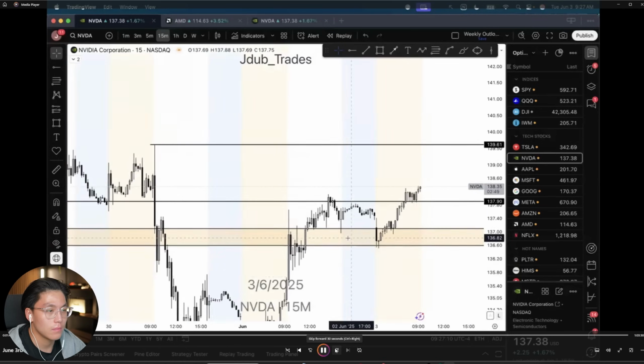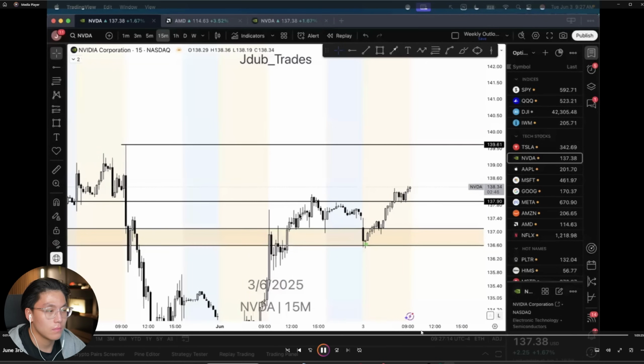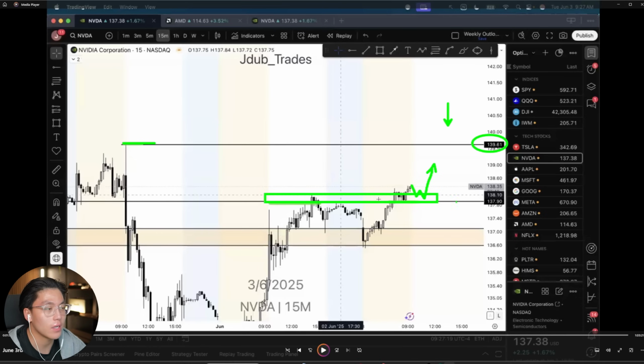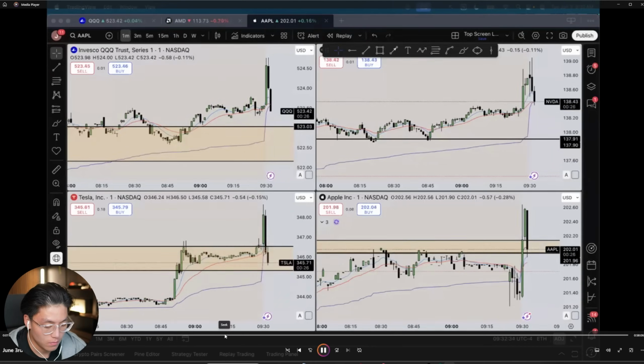As for a few other names that I do like, NVIDIA, this one reclaimed above our 137. Now what I like to see is the hold above your previous day highs for a continued push back up towards your 139. So we'll keep an eye out on NVIDIA 137.90. As you can see for NVIDIA, coming into today, we're above our previous day highs so far. I'd like to see a hold of your previous day highs for a push up towards this 139 here on the higher time frames. So this is one of my watches coming into today based off of the pre-market. Now let's play out the tape.